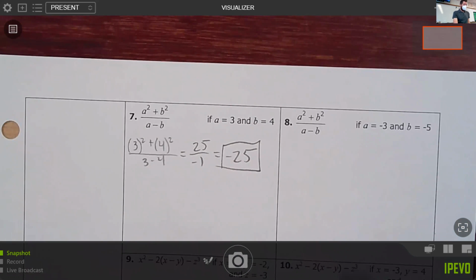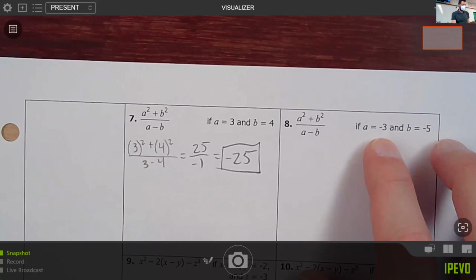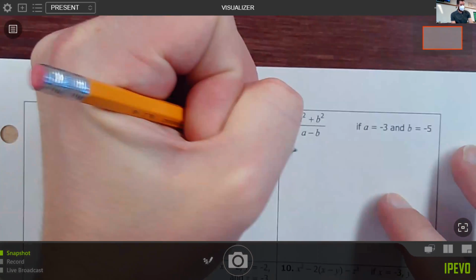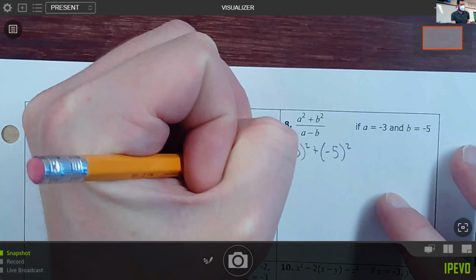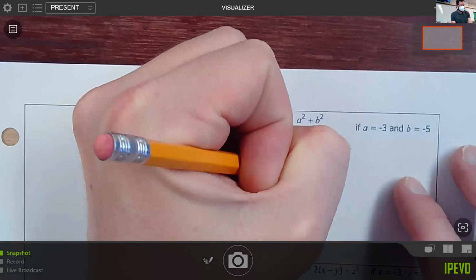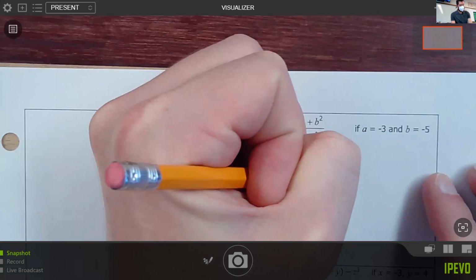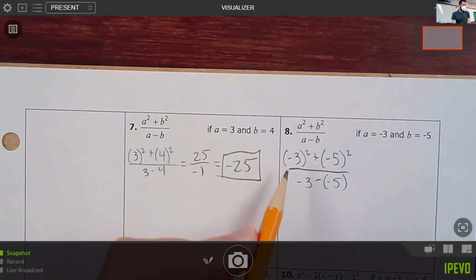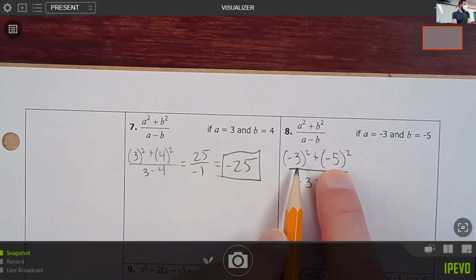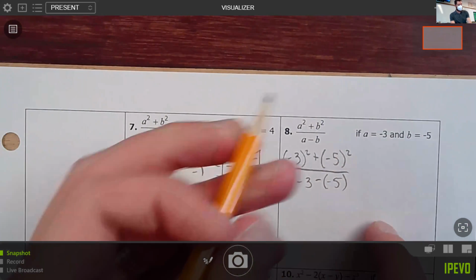Number 8, it's the same original expression. You'll kind of find that is a theme throughout the notes today. So let's see, plugging in, we got a squared and b squared. So that would be -3 squared plus -5 squared over a is -3 minus b is -5. So that'll be 9, that'll be 25, both positive, add them together, 34.